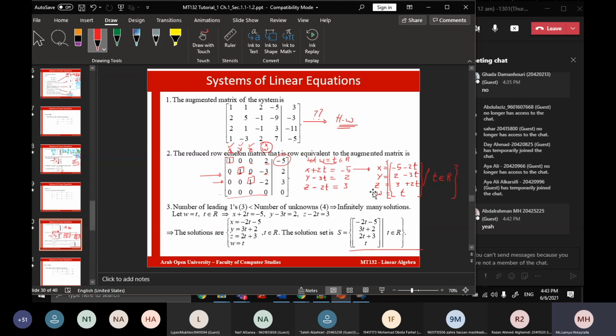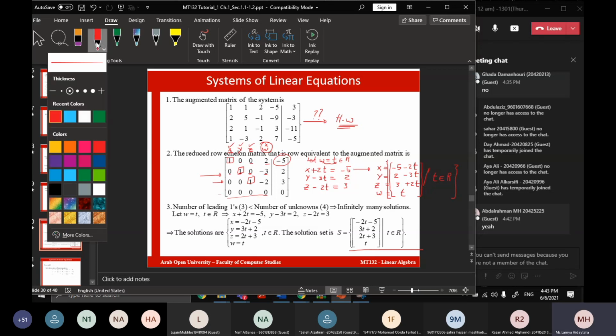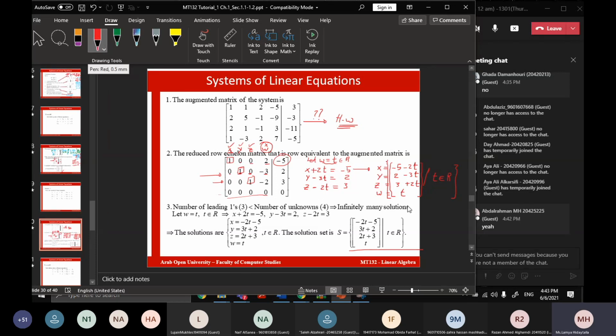Now if I want an exact solution, a specific solution, okay, how do we get this exact solution? Tell me. If we want an exact solution, I will give t any value. I can take 0, I can take 1, I can take a half, I can take 10, I can take square root of 5. No matter, for every value you substitute, you will get a certain solution. For example, if I took t as 0, what is the solution? It will be minus 5, 2, 3, and 0. So this is one of the solutions, and there are infinitely many solutions.